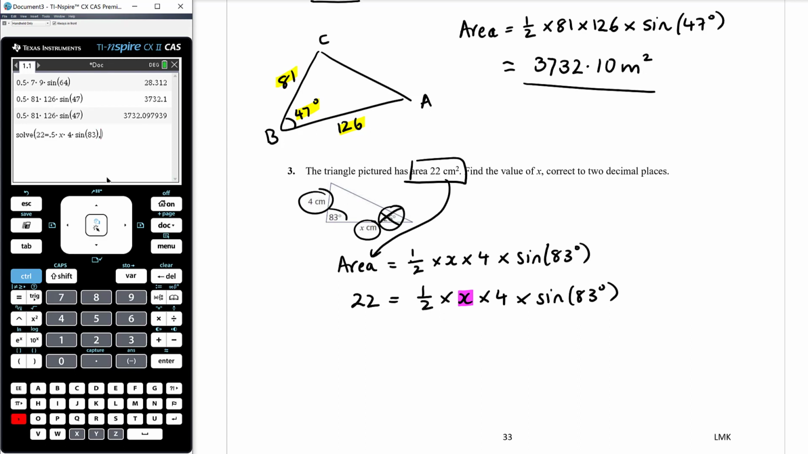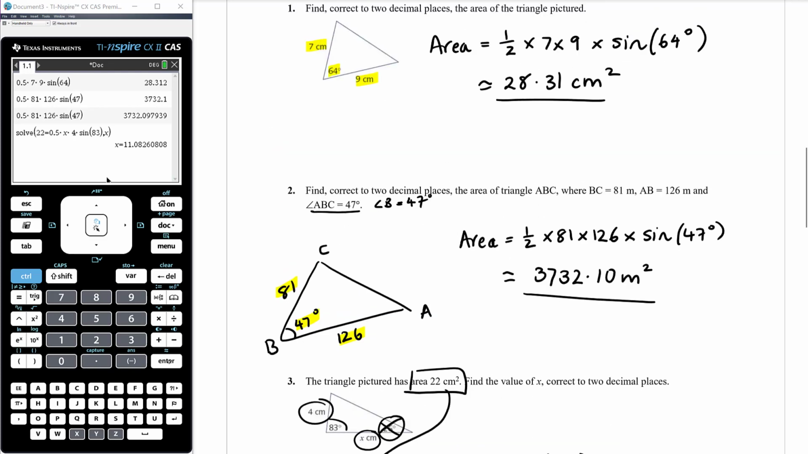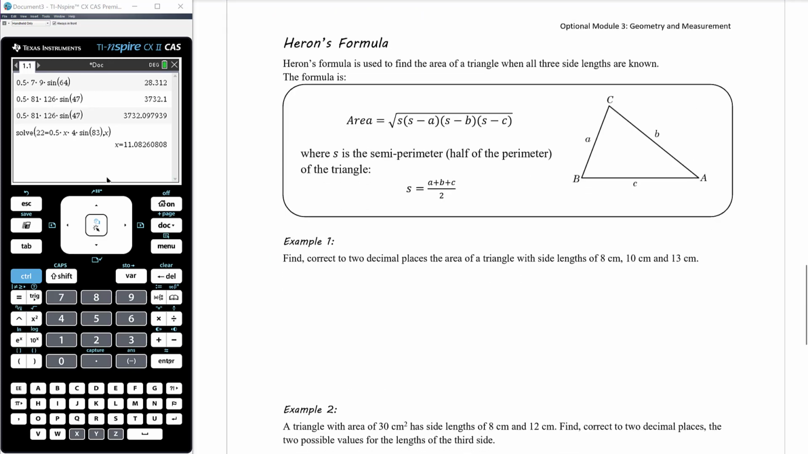And then we're going to need to solve for x, so comma x, and x is approximately, what do we want, 2 decimal places, 11.08, and it's a length, and the units of that length are centimetres. Okay, so it's the same formula, it doesn't change, it's just that this is where the unknown is here. Whereas in these problems, the area was the unknown thing. That's all that we're changing.